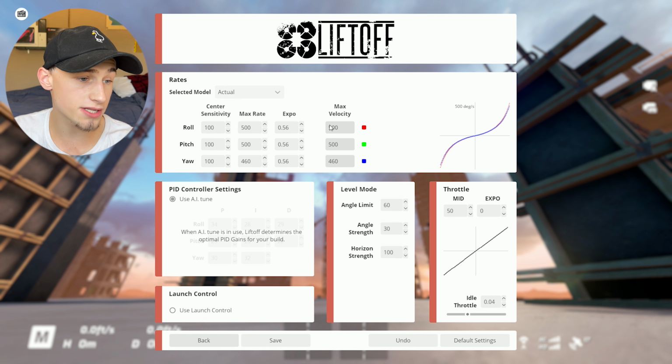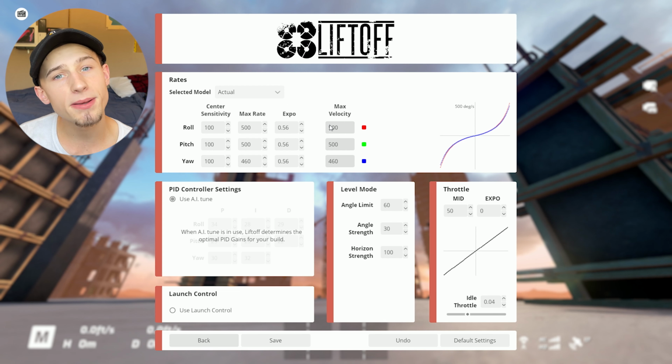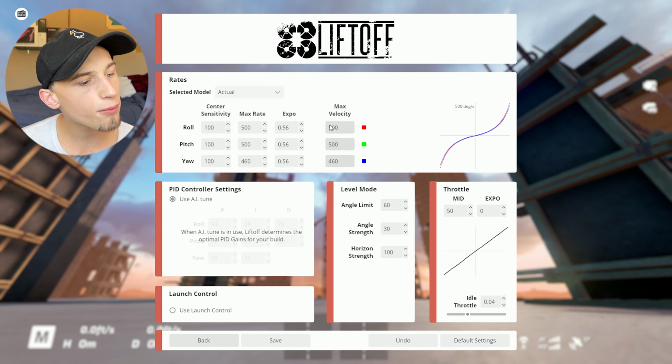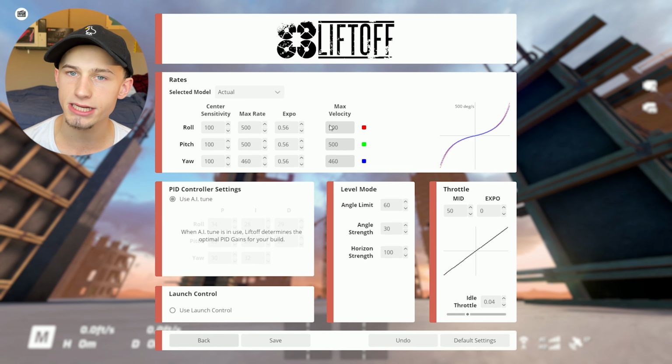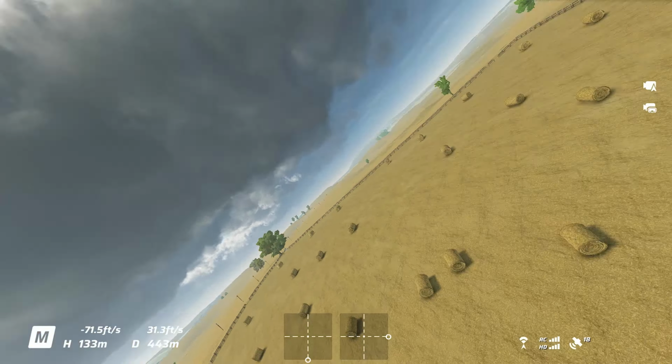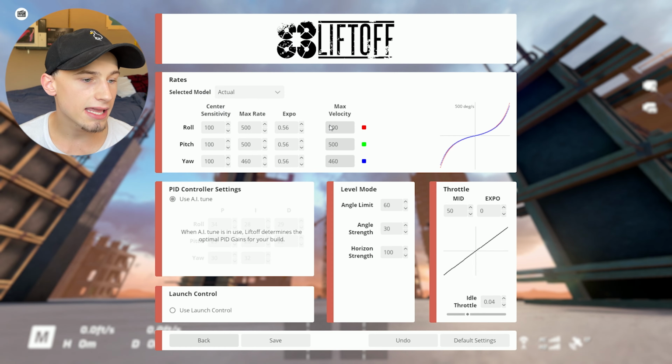So right now, as you can see, I have it at 500. That basically stands for 500 degrees per second. So if I were to have that at 360 degrees per second, it would make a full 360 degree roll, turn, or yaw in 1 second.